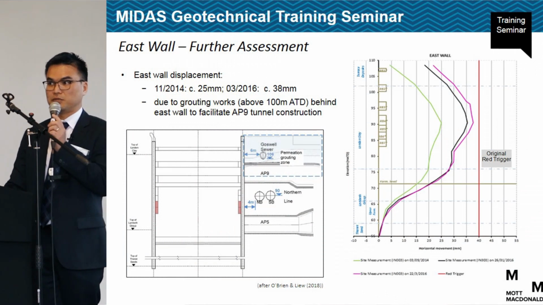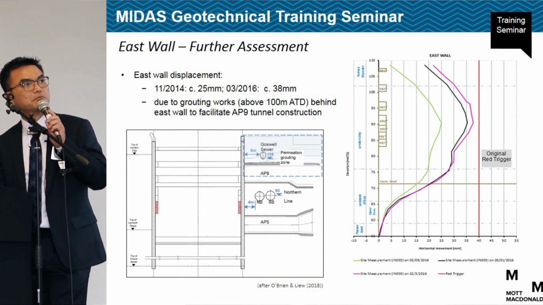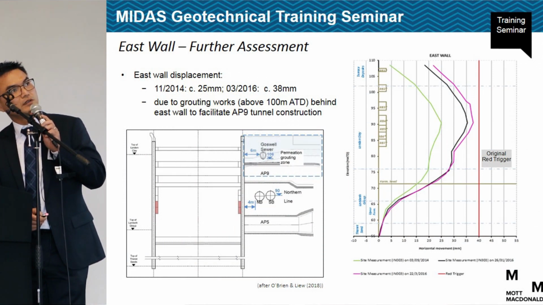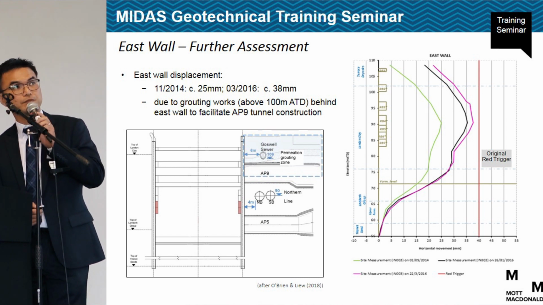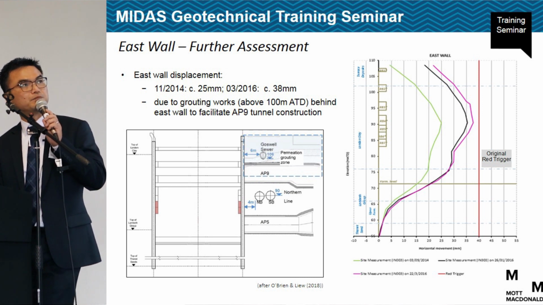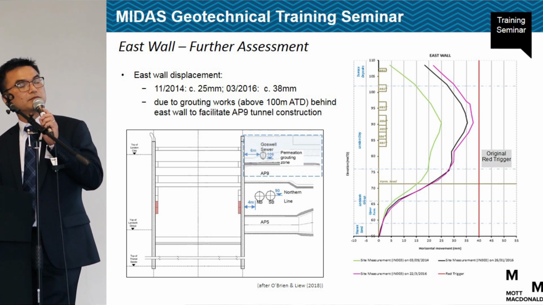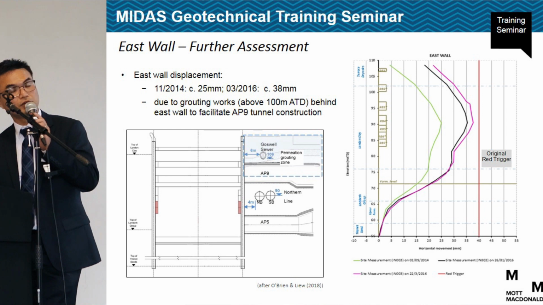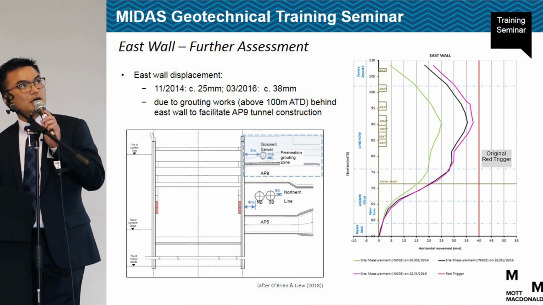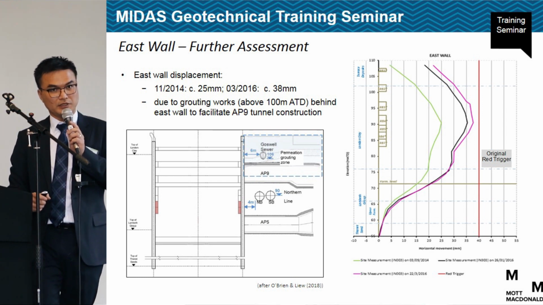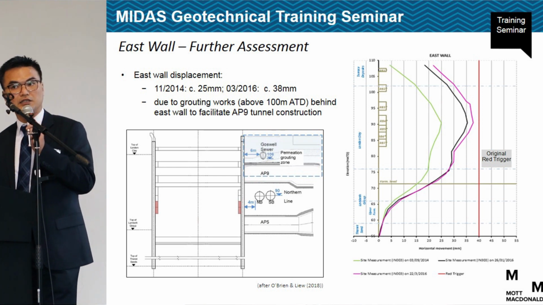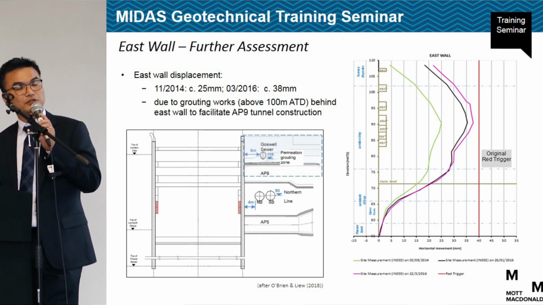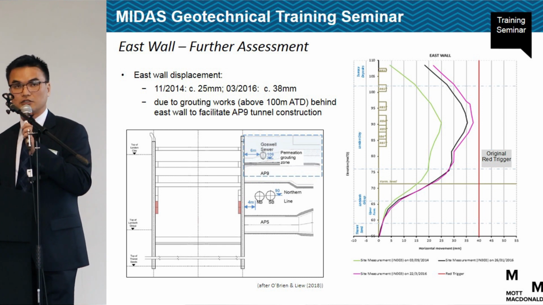When the shaft was completed in late 2014, the maximum wall displacement for the east wall was recorded at 25 mil. Later we found that the east wall movement gradually increased, so by early 2016, the east wall was recorded at about 40 mil. We found that this was due to the grouting works behind the east wall. The grouting works are mainly to facilitate the AP9 SCL tunnel construction.